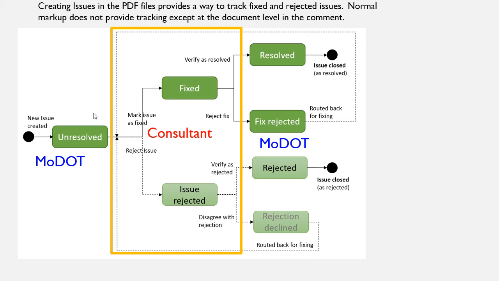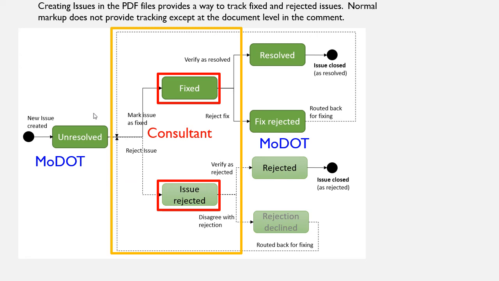In this diagram, MoDOT is the recipient of a package and identifies an issue. The initial state is unresolved. The consultant has 2 choices after they receive the files back. One choice is to mark the issue as fixed if it was addressed and changes were made, or mark the issue as rejected if the consultant does not agree that an issue exists.